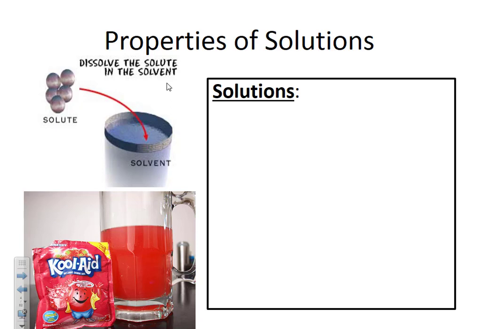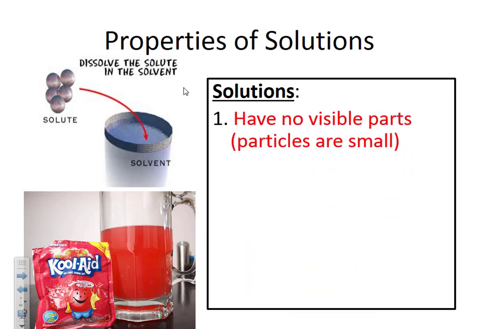So what are some of the properties of a solution? Well, one of the first properties that we have of a solution is that solutions have no visible particles. If you're looking at your Kool-Aid, if your Kool-Aid is an actual solution, you won't be able to see the sugar inside of your Kool-Aid. Why is that? Because the particles, the thing being dissolved, the solute, is so small that it's now in solution and you can't see it.